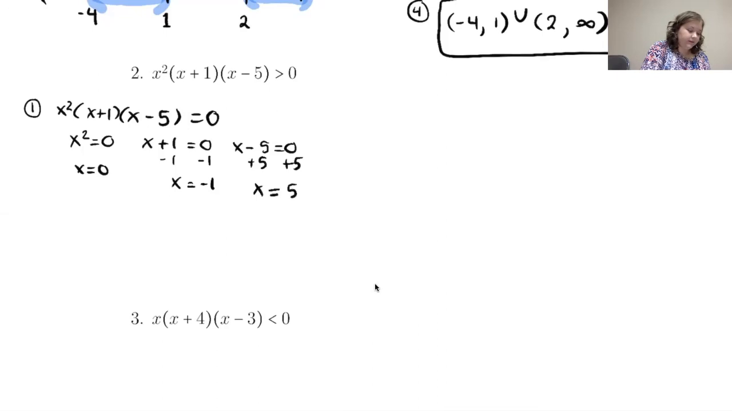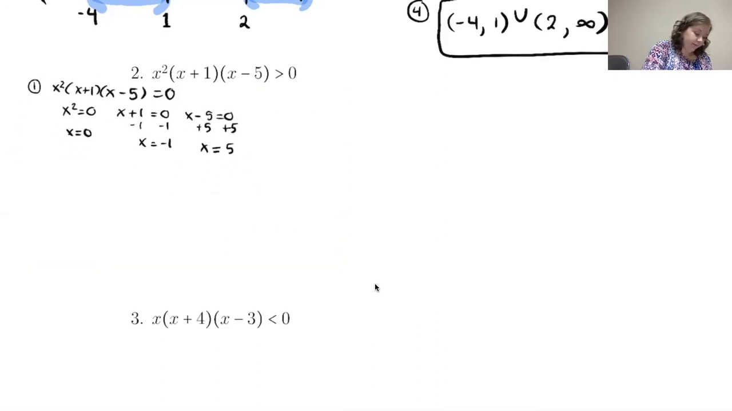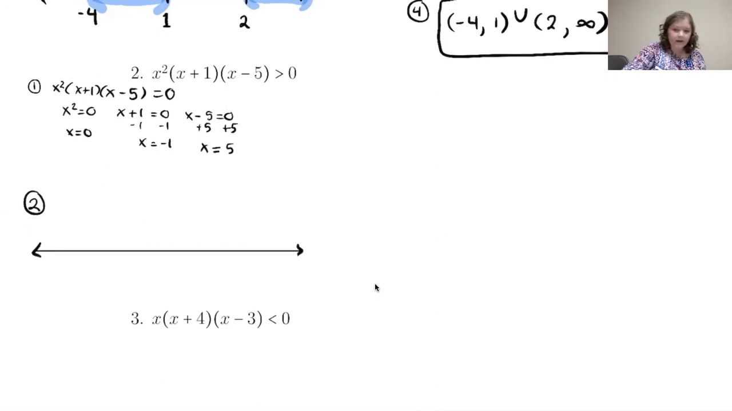Okay, so these will be our test points that we will go on, and we'll put them on a number line in step 2. So step 2, we will draw our number line and put them in the correct order. So -1 is first, then 0, then 5.